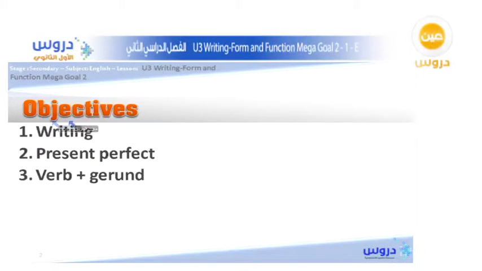Our objectives in today's lesson are number 1, writing. We're going to know the formation on writing a complaint and also how to use the present perfect tense. And the last one is verbs with the gerund and what kind of verbs must be followed by a gerund. So all of these we're going to discuss today. So let's begin.